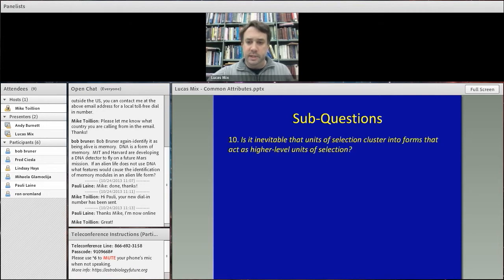10, is it inevitable that units of selection cluster into forms that act as higher level units of selection? We can ask questions of whether the structure of cells is something that we think would be repeated, whether the symbioses, such as the intracellular symbioses of mitochondria and chloroplasts, might be such an advantageous adaptation to the environment, we would expect it everywhere, or whether we think that's just a rare event. In that case, we've actually seen endosymbiosis several times, so maybe it is something that's common.